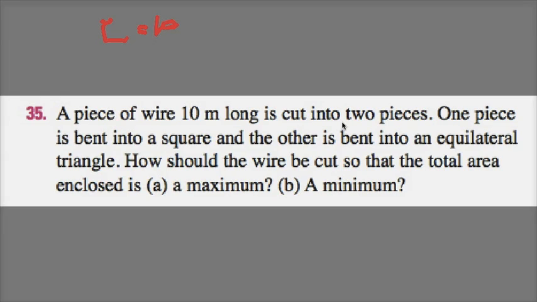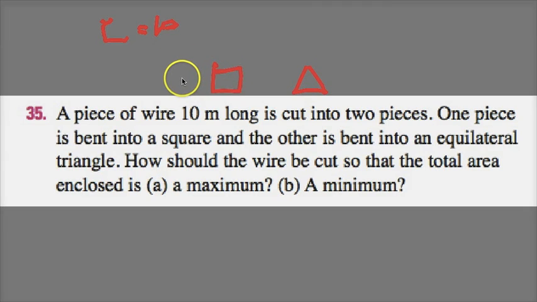One piece is going to be bent into a square, and the other is going to be bent into an equilateral triangle. How should the wire be cut so the total area is a maximum and a minimum? That's not too much extra work to do both of these, so we will do both of them. So basically what we've got is a square and an equilateral triangle.